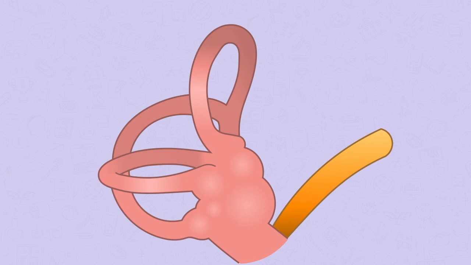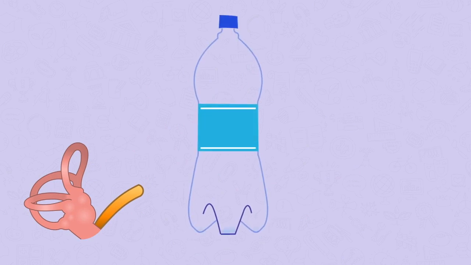The canals are all connected to each other, and they are at right angles to each other. Inside the canals is fluid, and the fluid moves depending on the position of your head. The information about the movement of the fluid is transmitted to the brain by a nerve, called the vestibular nerve, shown here in yellow.